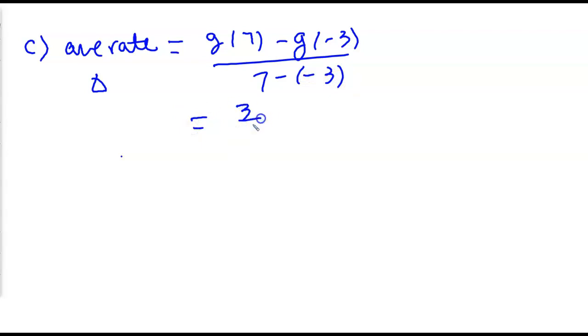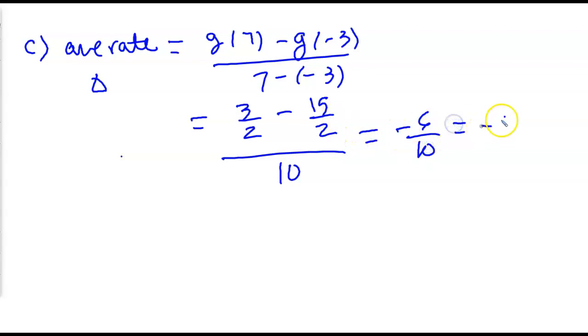Well, G of 7 we found in part B to be 3 over 2. G of -3 was 15 over 2. And this is all over 7 minus -3, which is 10. So this ends up being -12 over 2, which would be -6 over 10. So the average rate of change is going to be -3 over 5.